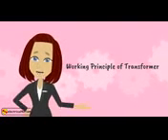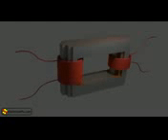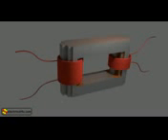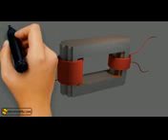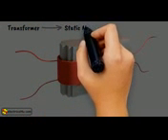The working principle of transformer. Actually, transformer is a machine, but it does not have any moving part. That is why a transformer is referred to as a static machine.